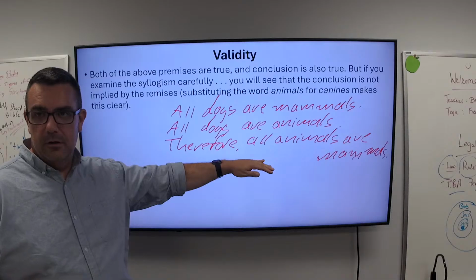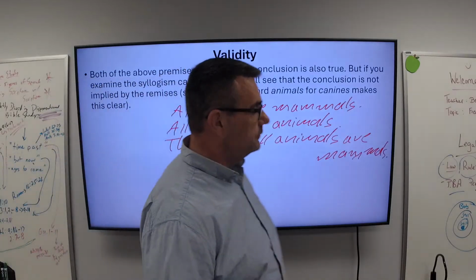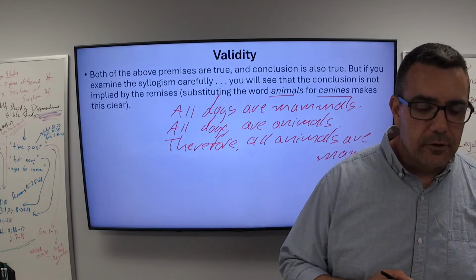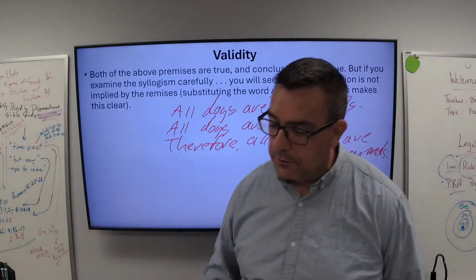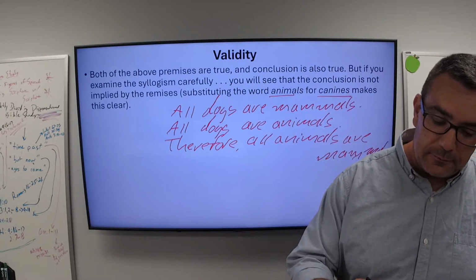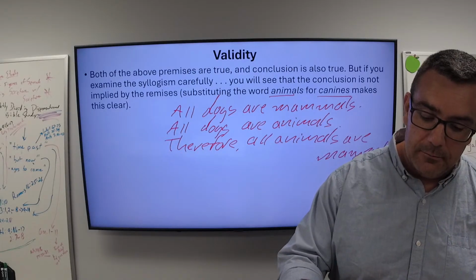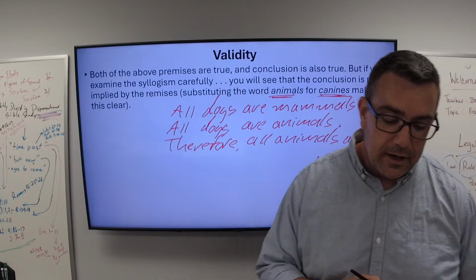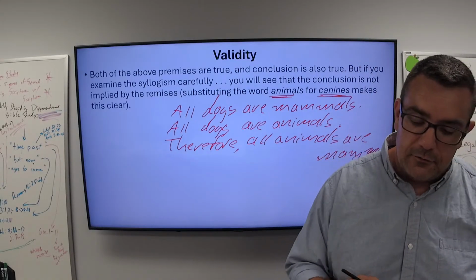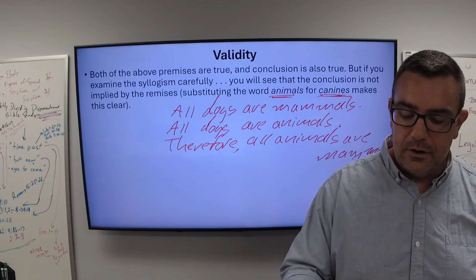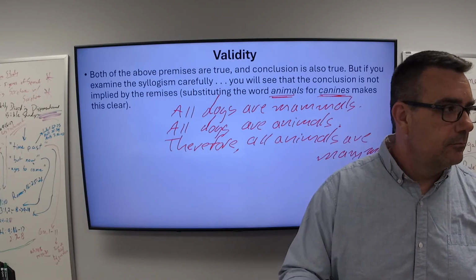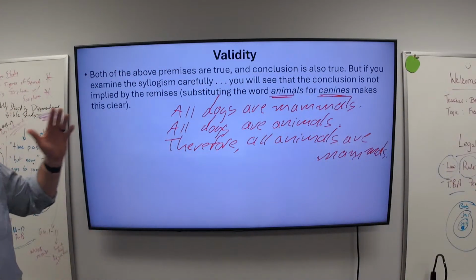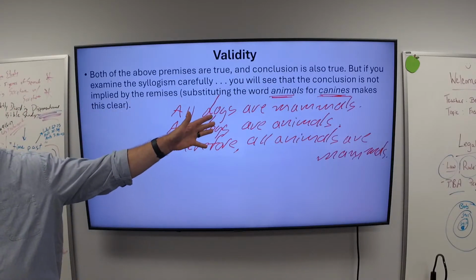not valid? And the way we're identifying that is we're substituting in the word animals for canines. So we rewrote it. We originally had all dogs are mammals, we still have that. Then we substituted, and now we're saying all dogs are animals, because we're substituting in animals for canines. So our conclusion then is therefore all animals are mammals. Is it true that all animals are mammals? No. So is this a valid argument or an invalid argument?